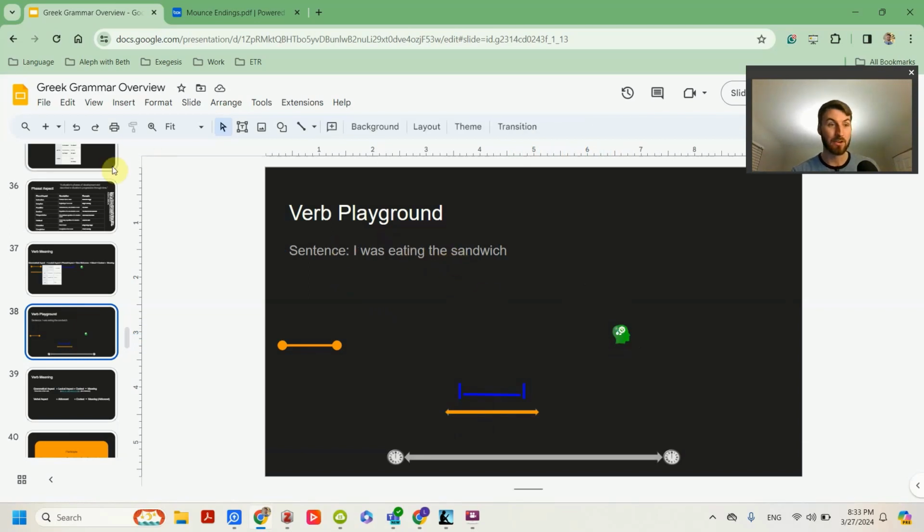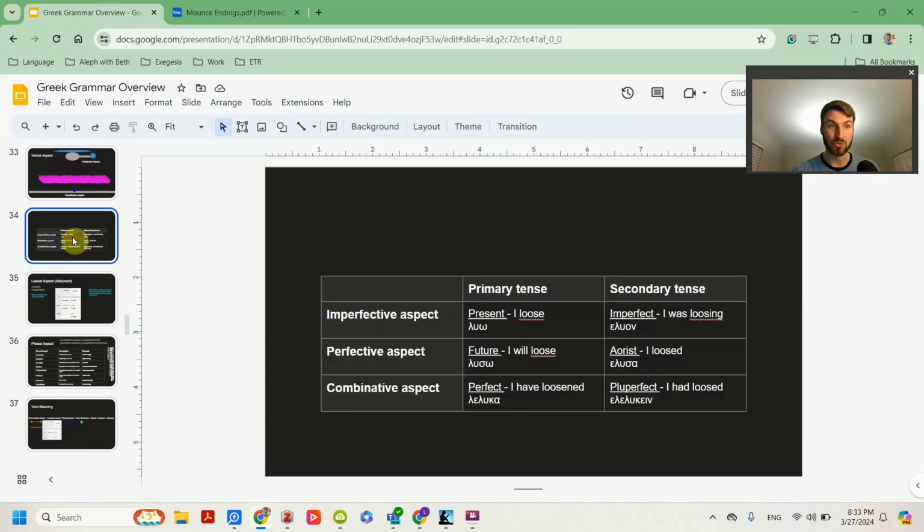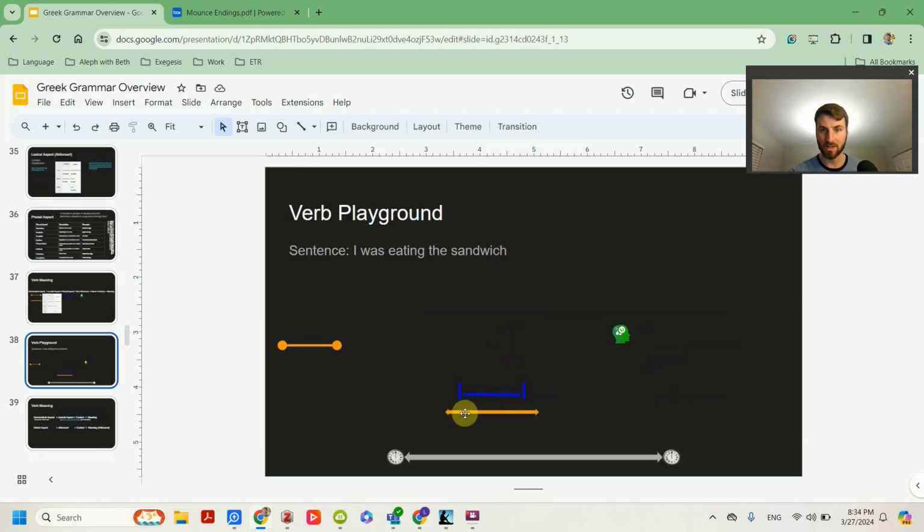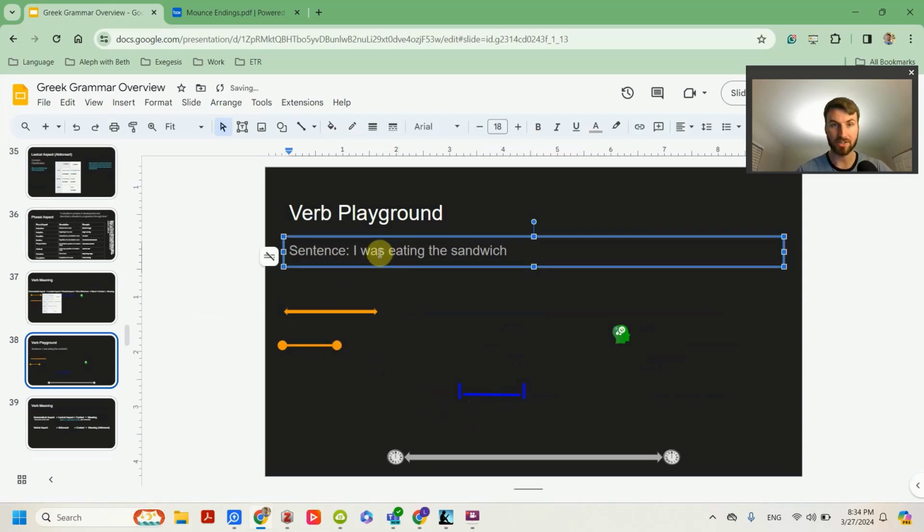Okay? Versus, now let's move to the perfective aspect. In the primary tense, it uses the future, or the future is the perfective aspect primary tense. So I will loose. So let's go to our diagram. Now we're not imperfective. Let me change this. I will eat the sandwich.